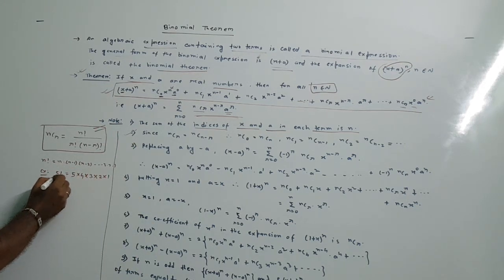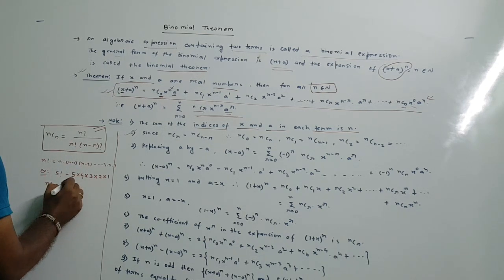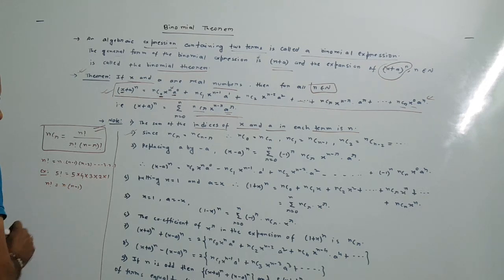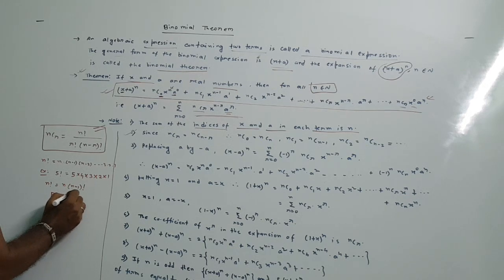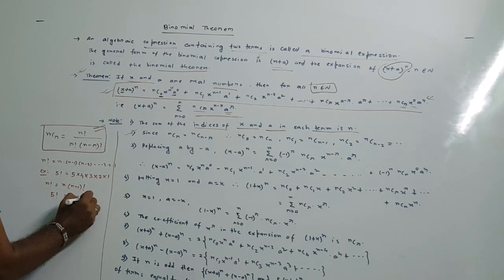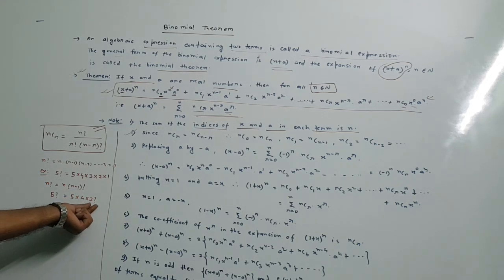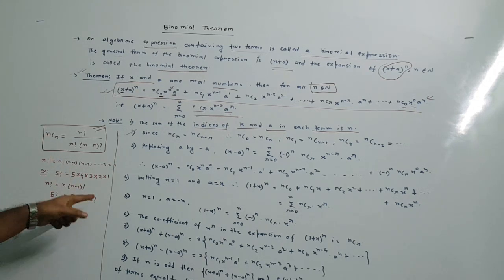Now, if we want to stop somewhere, let us say we want to stop at n minus 2, then you have to put a factorial there. That means we have stopped there. So how can we write 5 factorial? We can write 5 into 4 into 3 factorial, because if we break 3 factorial, it will be 3, 2, 1. If we have written the factorial here, that means we have stopped here. So 5, 4, 3 factorial. This is the thing you have to remember.